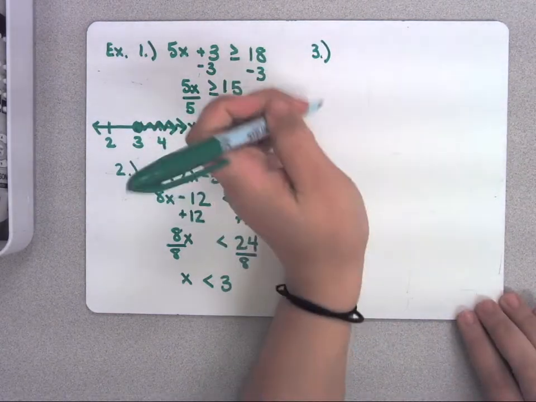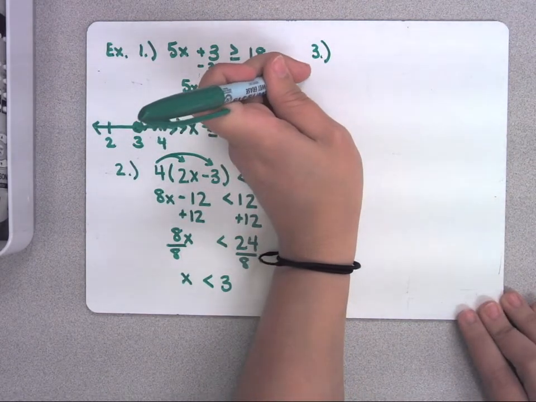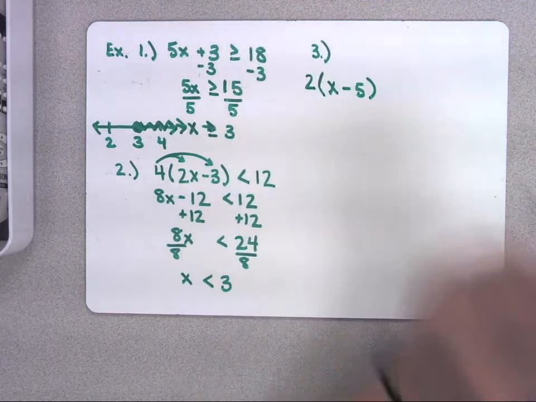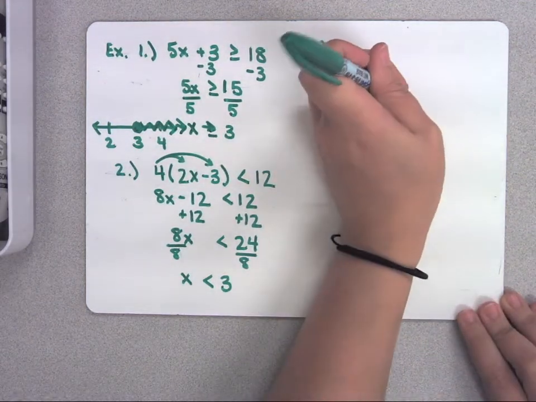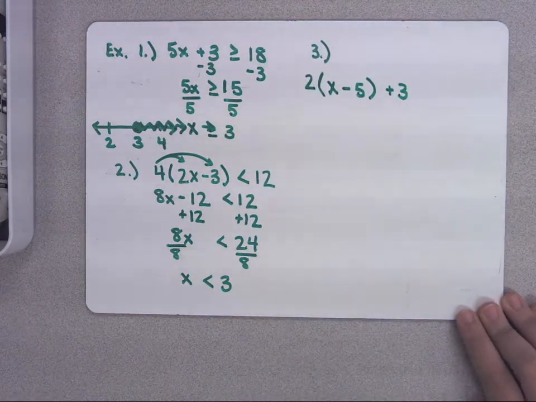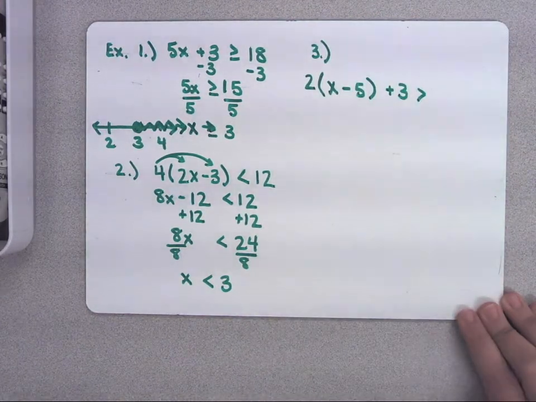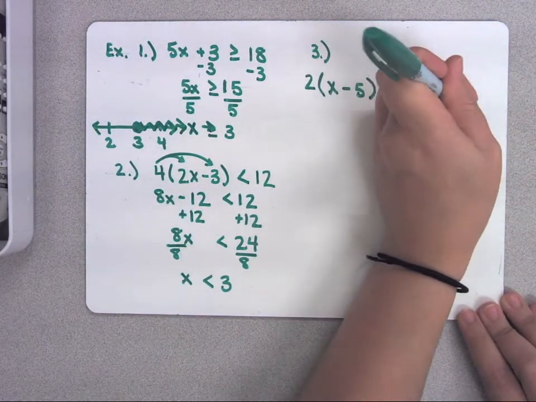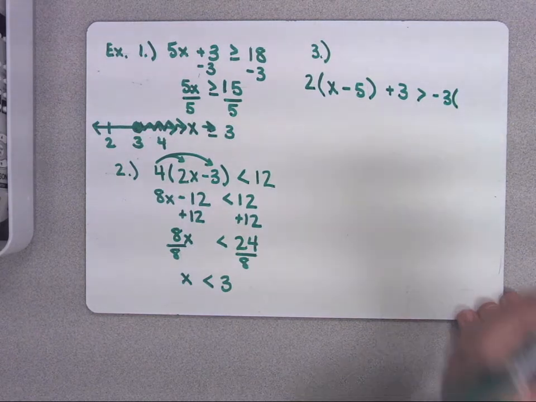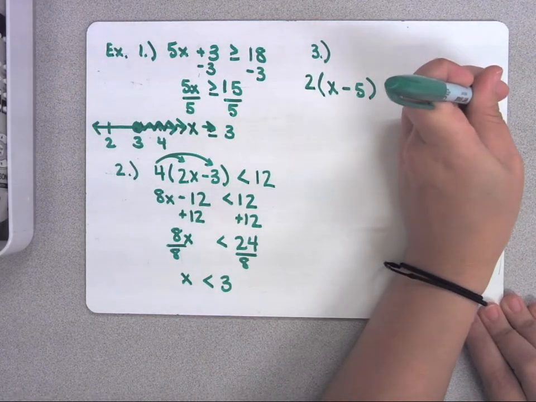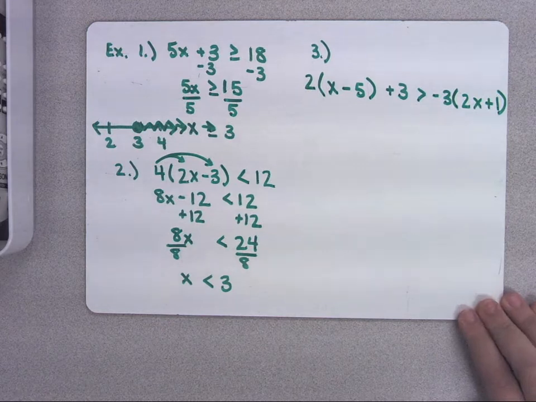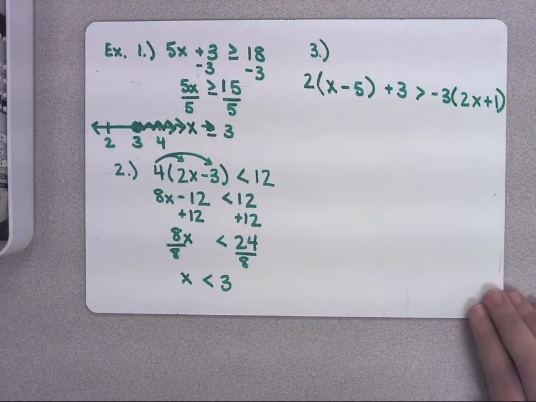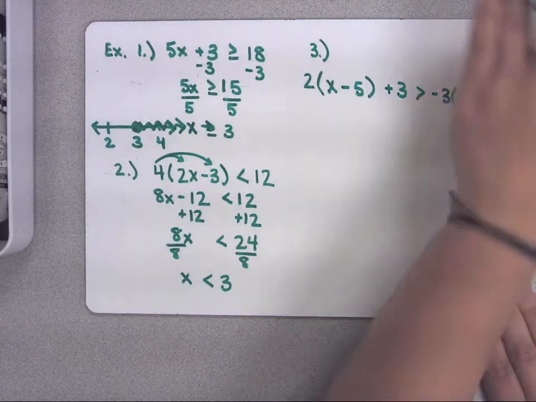Okay, so I'm going to write the problem underneath it just so I have more room. How about 2 parentheses, x minus 5, close your parentheses, plus 3 is greater than negative 3 parentheses 2x plus 1, close your parentheses. It's a little crooked. What are we going to do separately? One at a time. Look at this side.